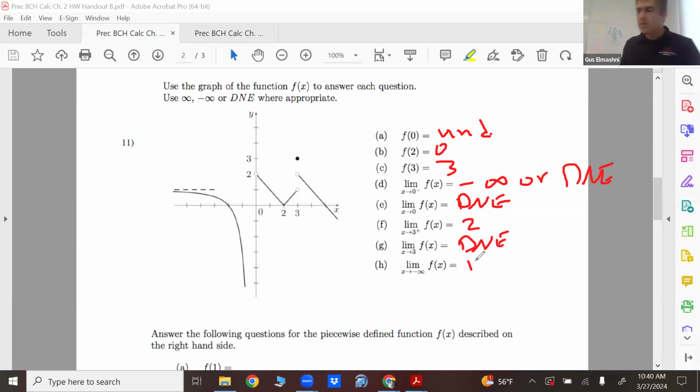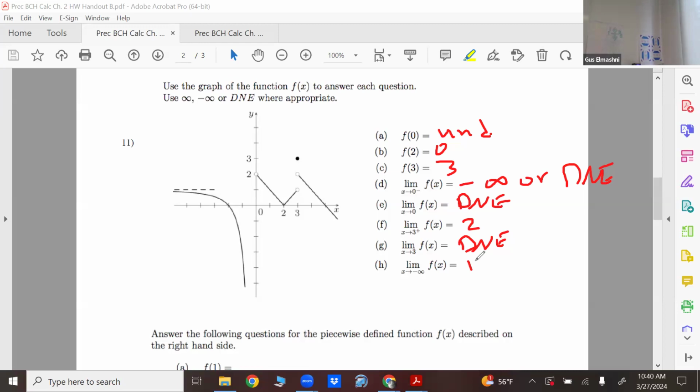Okay, so just having a quick discussion here. F of 0, I don't think exists, but I don't see it being defined here, right? It's not part of the domain. Or something that just doesn't exist, right? Or undefined, that's fine too. If you say D&E, I'll take that, that's fine.